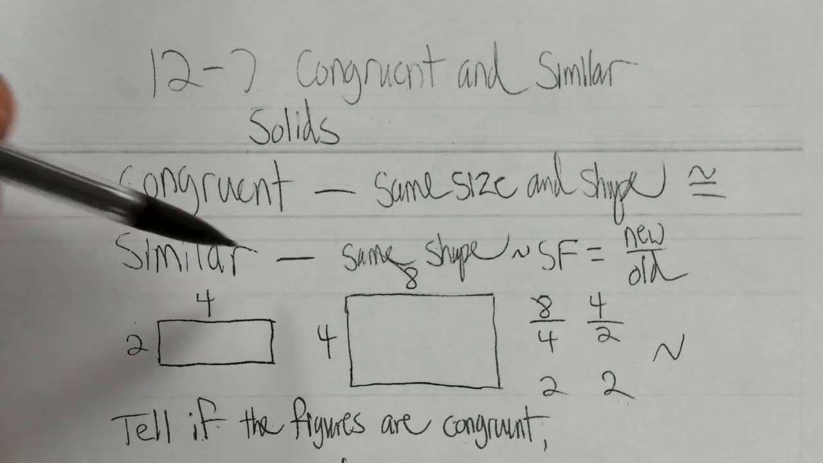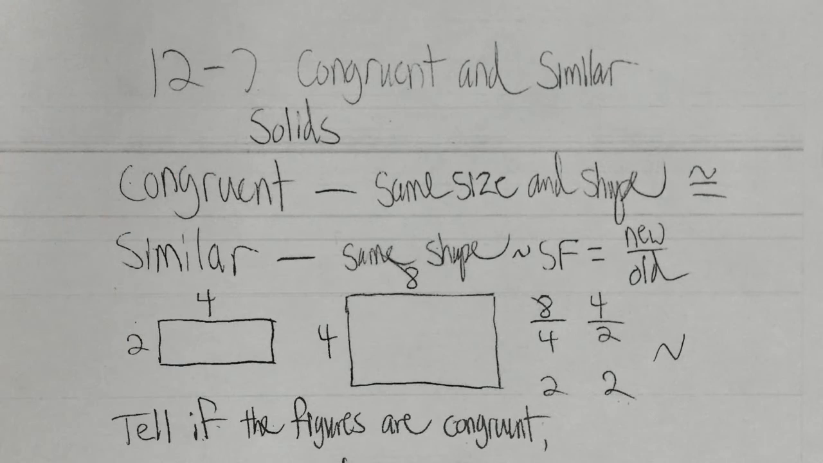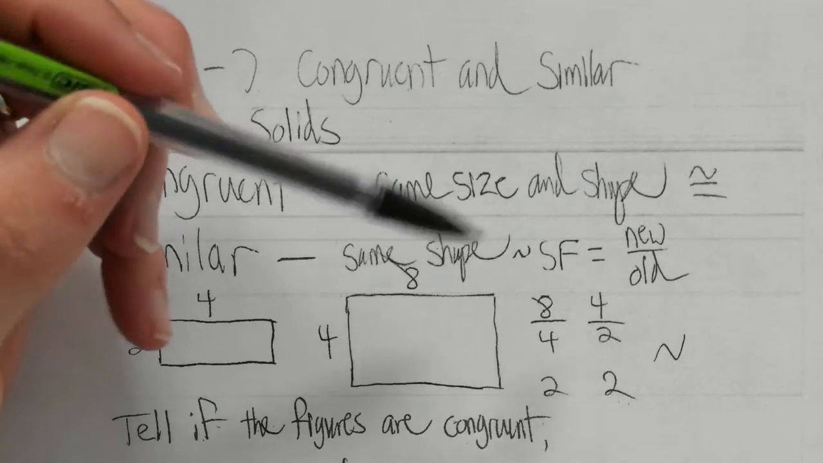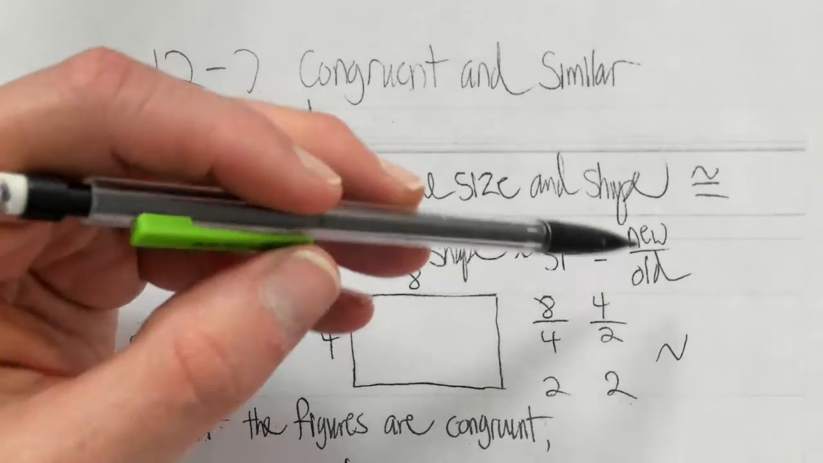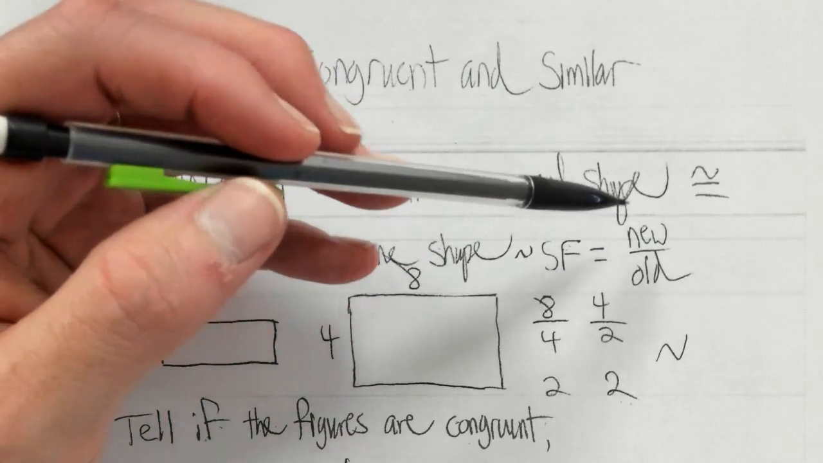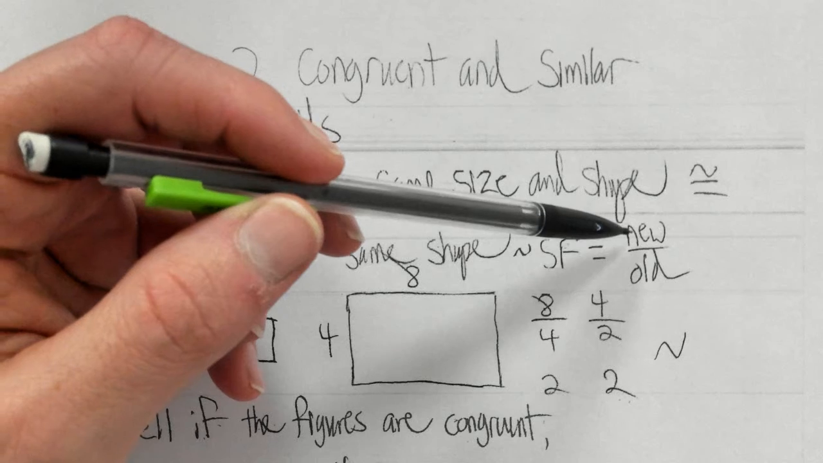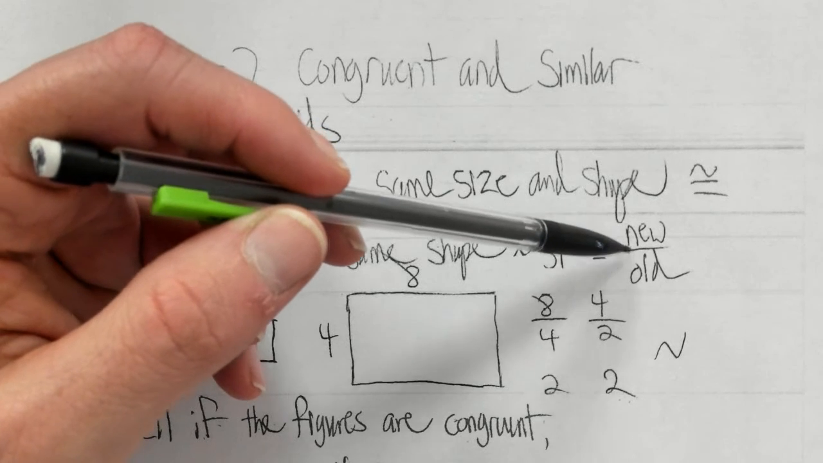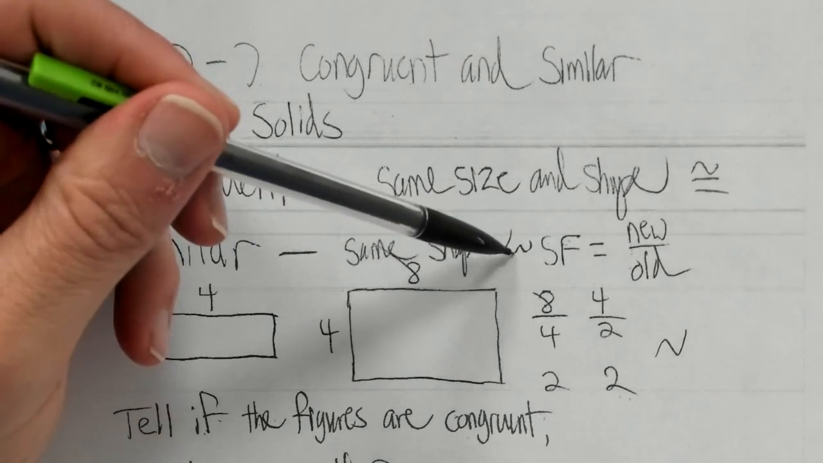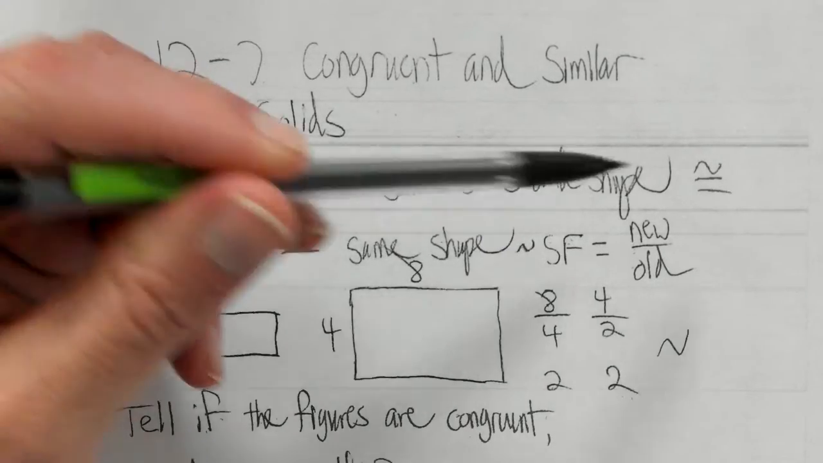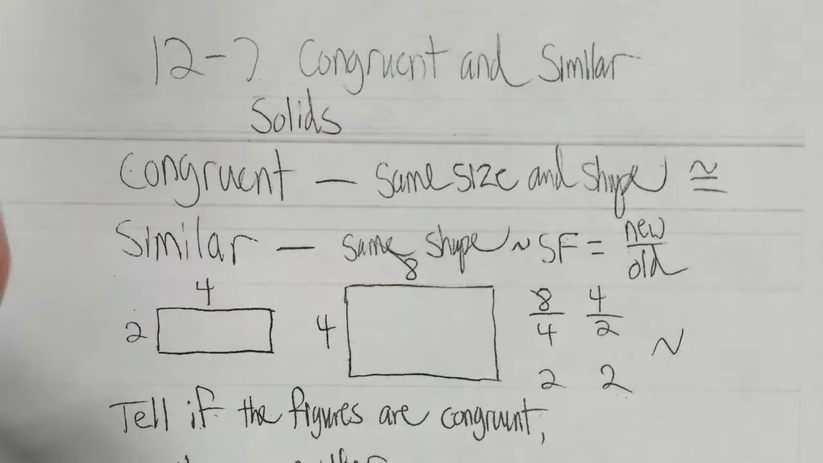And remember, if two figures are similar, then we talk about them being bigger or smaller by a scale factor, which is determined by a segment or a portion of the new figure divided by the corresponding part of the old figure. And then, of course, as a reminder, here is the symbol for similar. Here's the symbol for congruent.